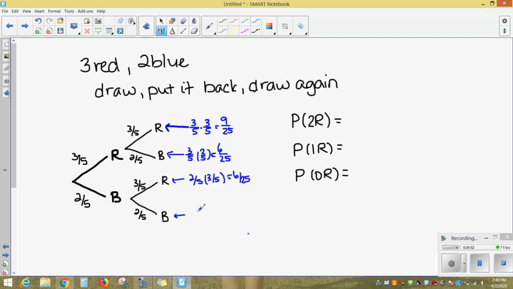And the probability of going blue and then blue is 2/5 and then 2/5. I cannot write neatly on this board no matter how much I practice, and it makes me crazy.